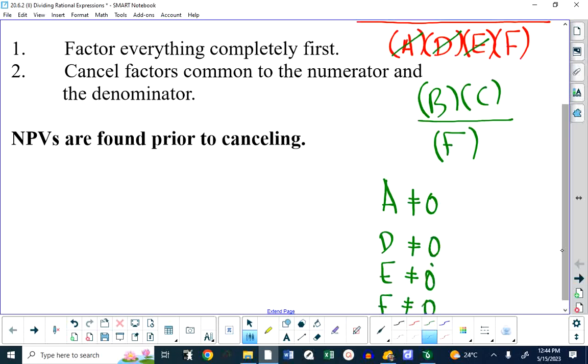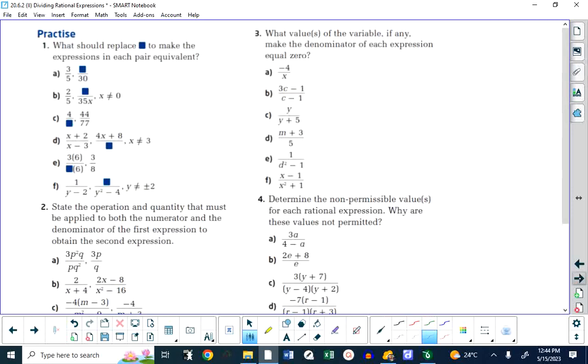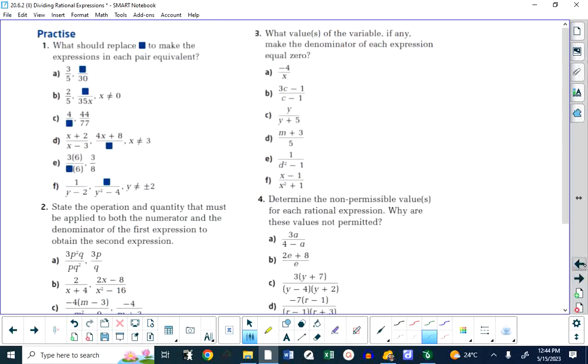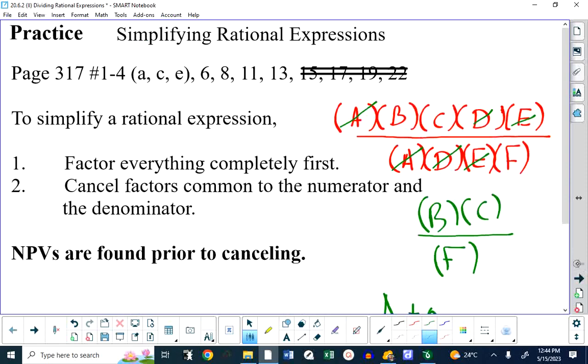So we'll talk about multiplying in a bit, but basically with all of these problems, you cancel factors that are common to the numerator and denominator. So let's just start there. Does anybody have any questions from page 317 that you would like me to go over? Ashira? 2b? All right.